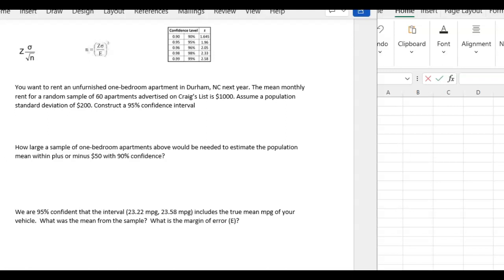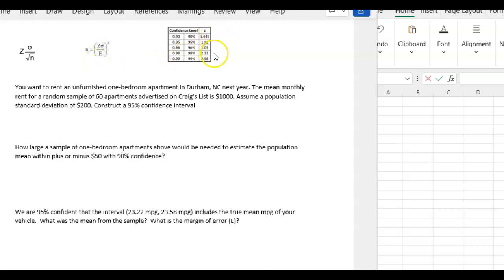Hello class, I'm just going to walk through a few examples covered in this week's material for calculating the margin of error and a confidence interval. Up here at the top we have our formulas. This is to calculate a margin of error. This is to calculate a sample size based on a given margin of error.